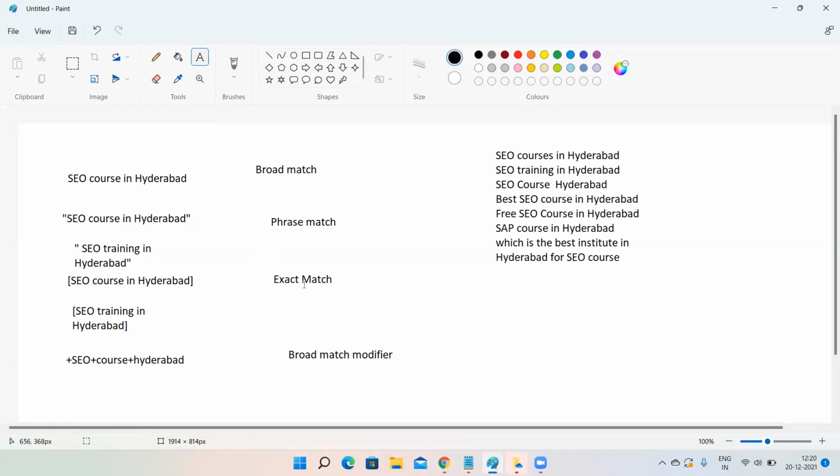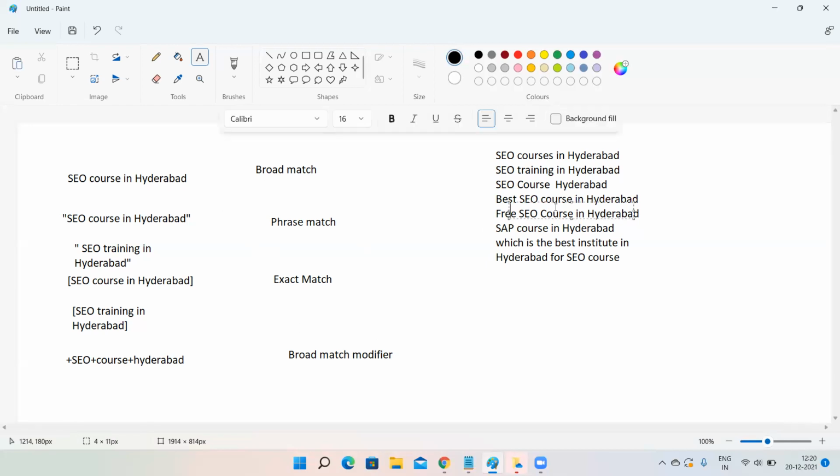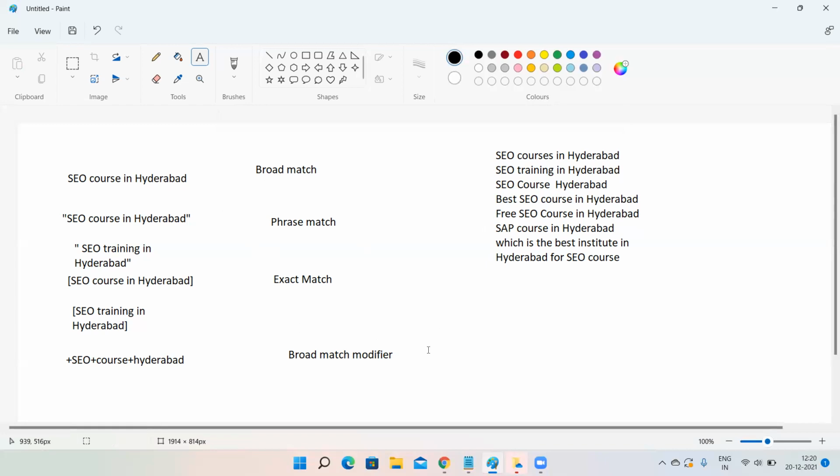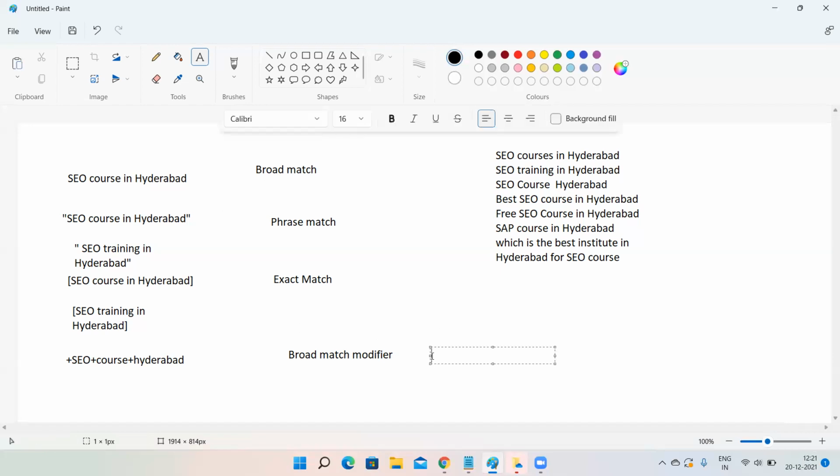But the thing is, exact match, there is lots and lots of hard work. But if you go for phrase match, if you use one keyword, n number of keywords you are covering. Best you are covering, SEO course in Hyderabad, for students you are covering. Like this, you can cover a number of keywords if you go for phrase match. That is a profit of phrase match. Now, I told you there is a problem with the keyword called free. How to solve that problem? To solve that problem, there is another match type called negative match.